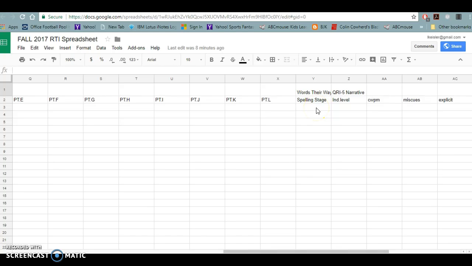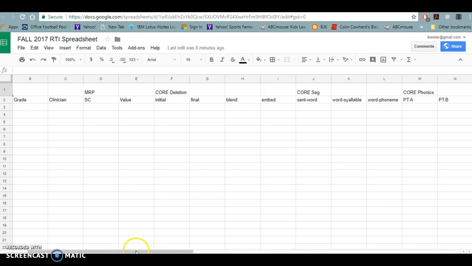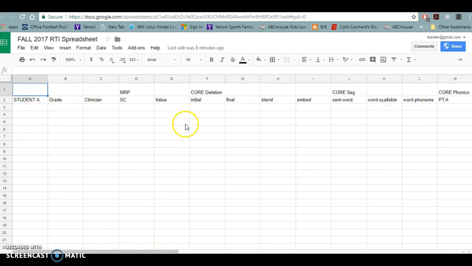spelling stage that they're at, and then for both their narrative and their expository QRIs, this is the information that we're looking for. We're looking for their independent level, their words per minute, miscues, explicit and implicit comprehension scores. Sorry about that. So go ahead and fill that information in by the end of this week when you get a chance so that it's all there and ready for us.